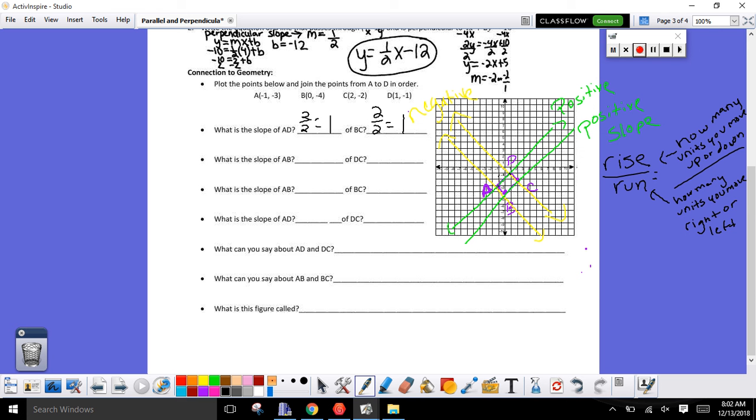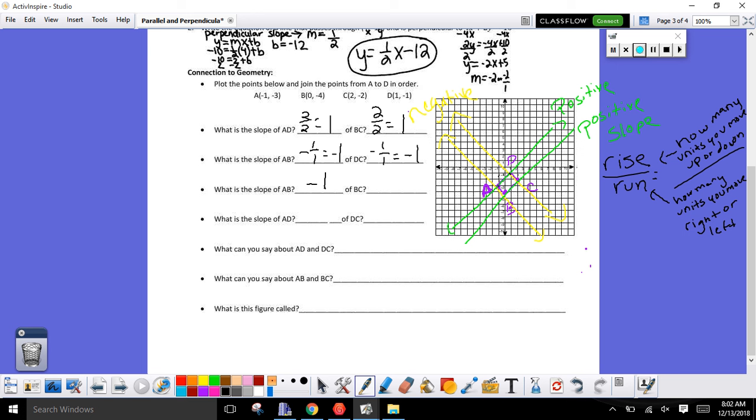The slope of AB is 1 over 1, rise 1, run 1, but now it's a negative 1 over 1, so my slope is a negative 1. For DC, my slope is the same, so I have a negative 1 over 1, so that's a negative 1 slope. What is the slope of AB? We said negative 1.